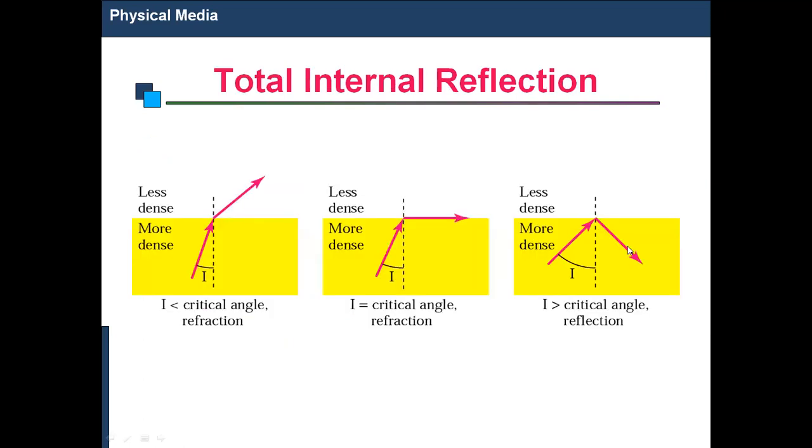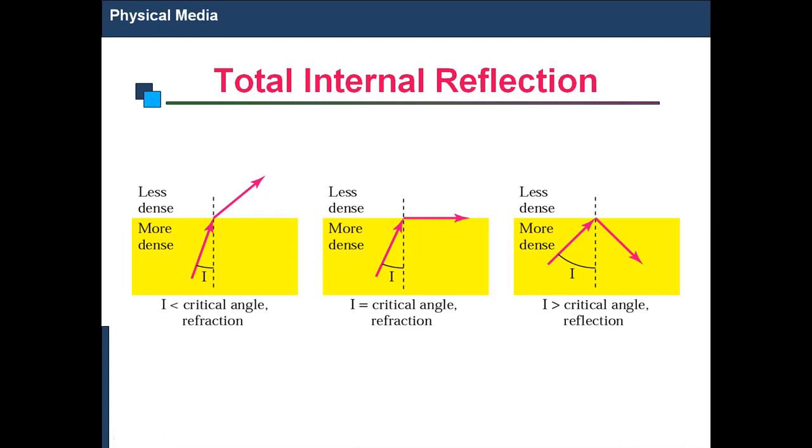See this one, the principle of total internal reflection. Here we are taking two media, a less dense medium and a more dense medium. We have to assume that the more dense medium is the core and the less dense medium is the cladding. Suppose we have to send a light signal through this optical fiber cable.